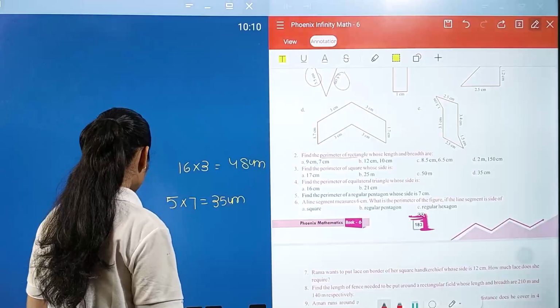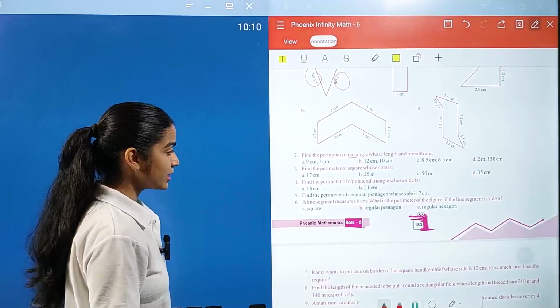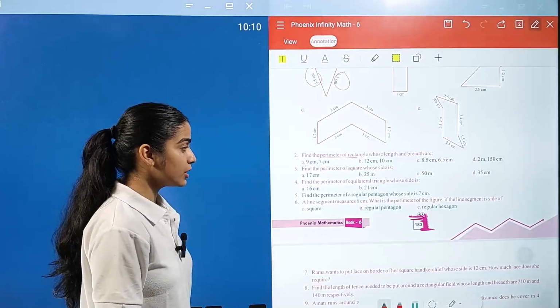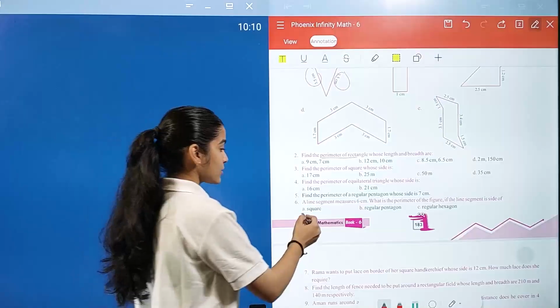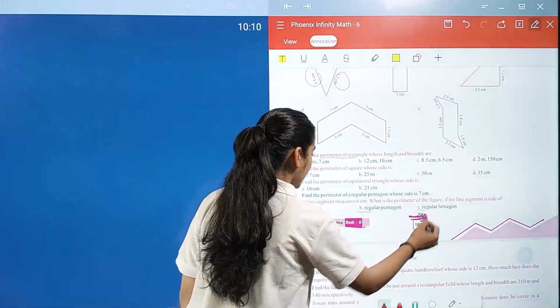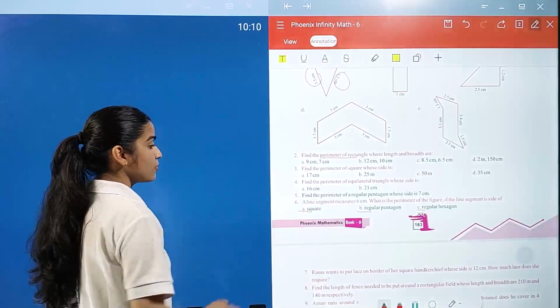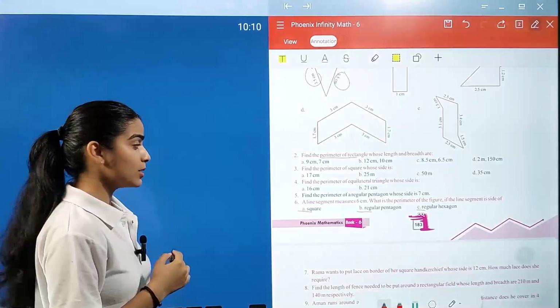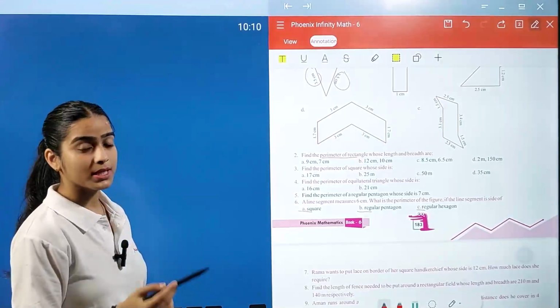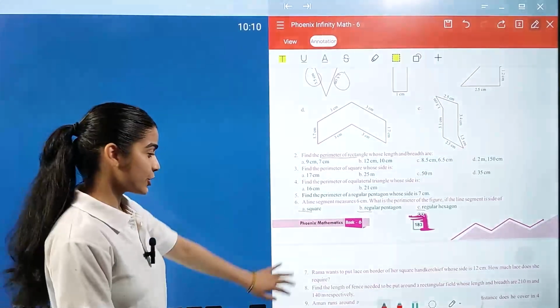Okay. Next question we have, a line segment measures 6 centimeter. What is the perimeter of the figure if the line segment is the side of a square, a regular pentagon and a regular hexagon? So in this case, first we have to multiply 6 by 4. Next we have to multiply 6 by 5 and next we have to multiply 6 by 6 and you will get your answer. Okay students.